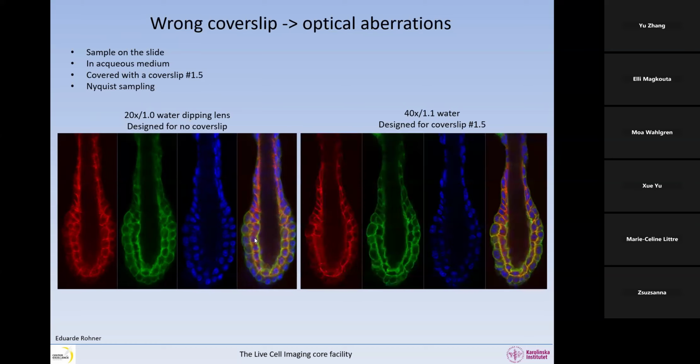But then when we changed objective and used an objective that has almost the same numerical aperture, just a little bit lower, with a cover slip, because this objective is not a dipping lens, so it's designed to have a cover slip, you can appreciate the enormous difference in contrast. Here we have introduced some optical aberrations because we use a cover slip with an objective that should not have a cover slip. And again, you will only see the difference if you compare side by side, and you may continue imaging for a long time without realizing that you could get better.